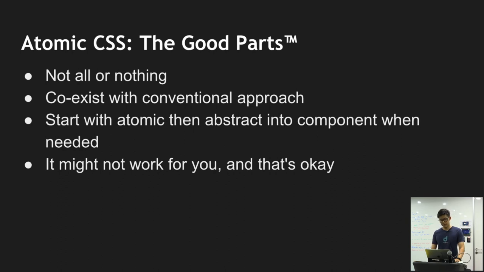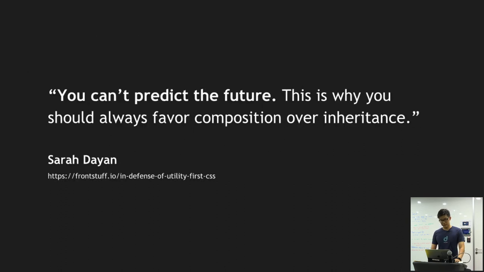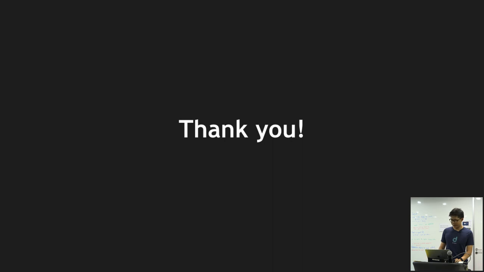So I'd like to leave you with a quote. You can't predict the future. That's why you should always favor composition over inheritance. So I just want to reiterate that I'm not advocating the all-in Tachyons CSS style, but rather taking the best parts of atomic CSS. The way I'm using it now is spacing utilities, and try it in your projects, and maybe you'll find that it's pretty useful after all. So thanks for your time.